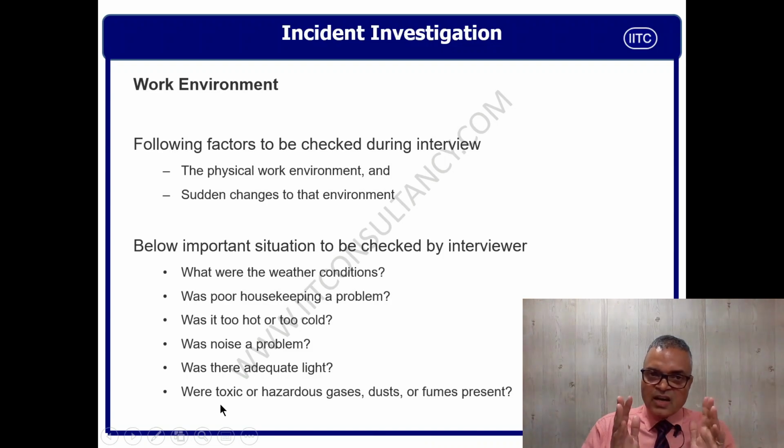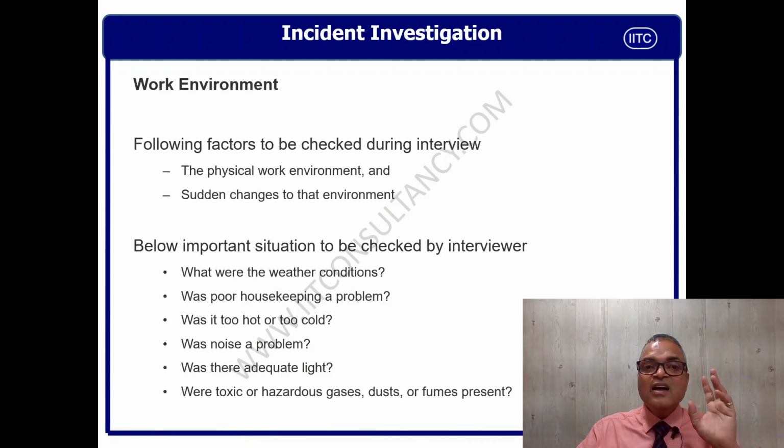Likewise, task, likewise material, we need to identify the work environment. The following factor to be checked during the interview is the physical work environment. What was the physical work environment like: temperature, humidity, slippery, slip and trip condition, electrical condition, and was there any sudden change to that environment?